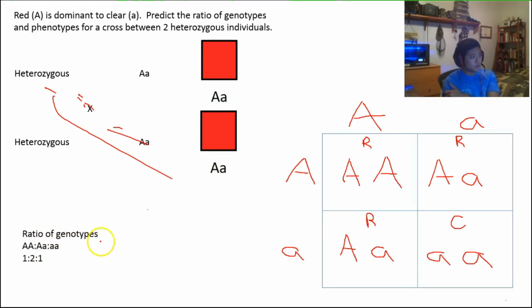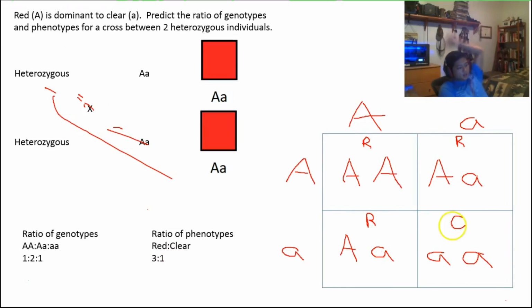So what's the ratio of the genotypes? How many big A's, big A, little a's, and little a's do I have? I have a 1 to 2 to 1 ratio. What are the ratio of the phenotypes? So the phenotypes, I have 3 red for every 1 clear.